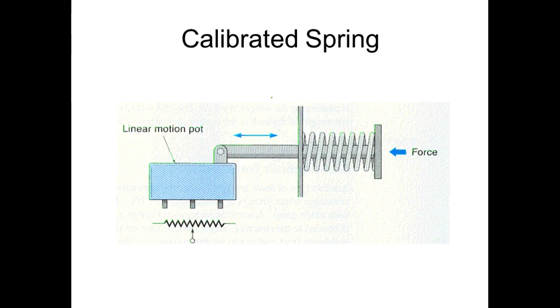We can combine a calibrated spring with something like a linear potentiometer or other devices. A lot of our sensors have a mechanical sensing element, and then we use another sensor to actually give a voltage out that's proportional to what we're measuring. Well, this would be an example of a calibrated spring measuring the actual force. This is using the spring in compression.